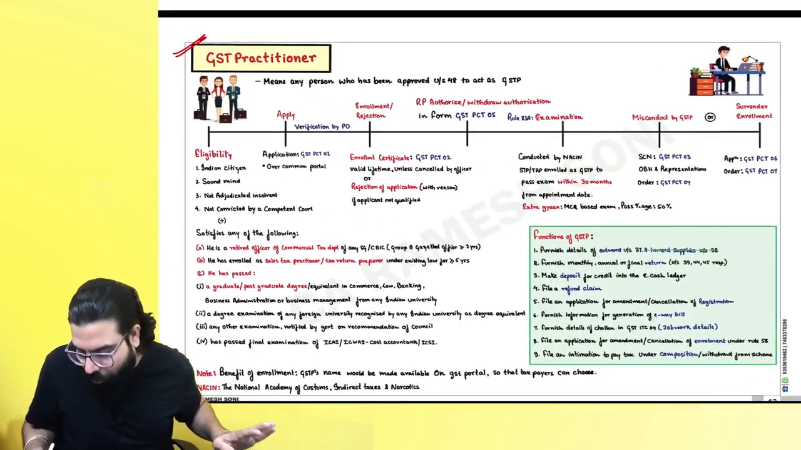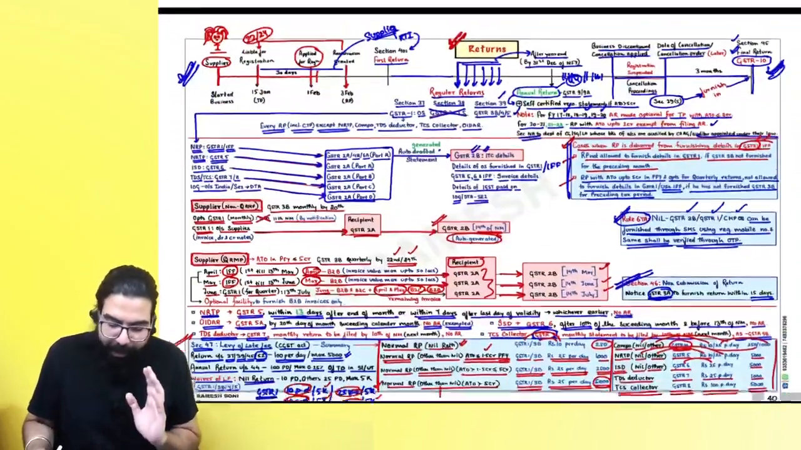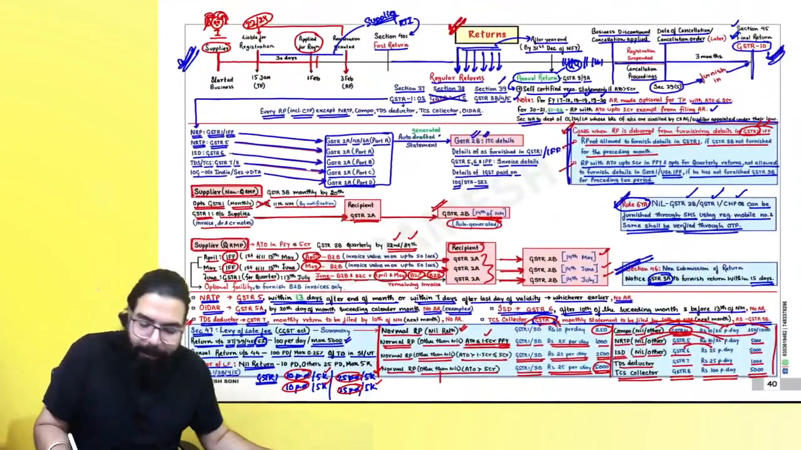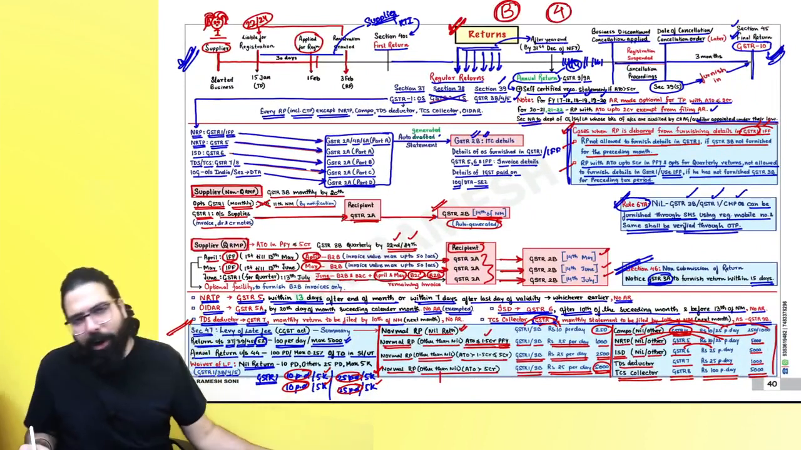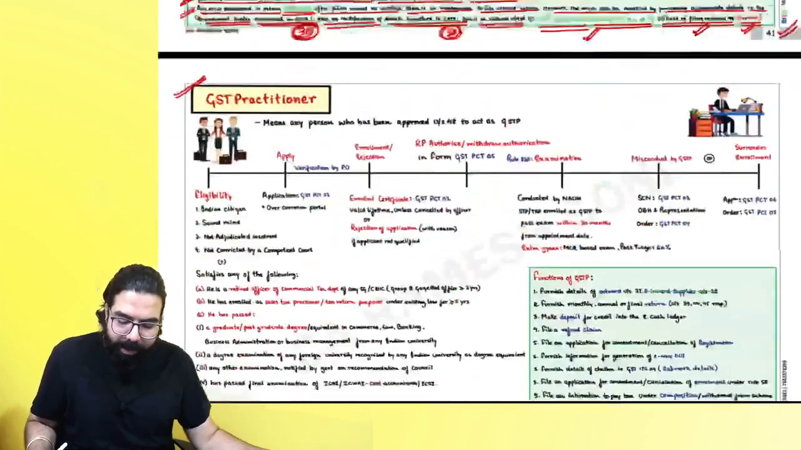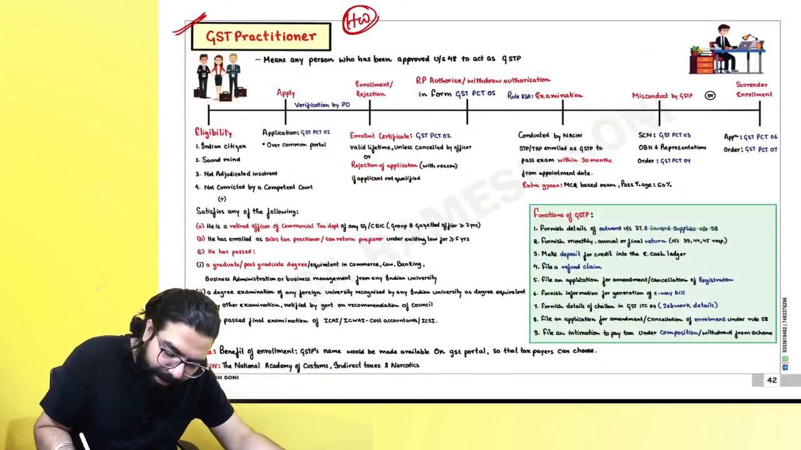As a CA final student, I believe the returns chapter, see, I generally used to say C graded, but now I will call it B graded. 4 marks is what I expect out of this chapter. But sir, the GST practitioner will be your homework. You guys will be doing it yourself.